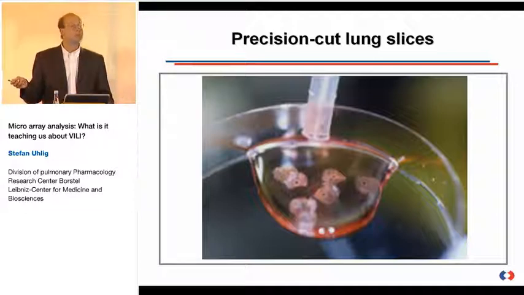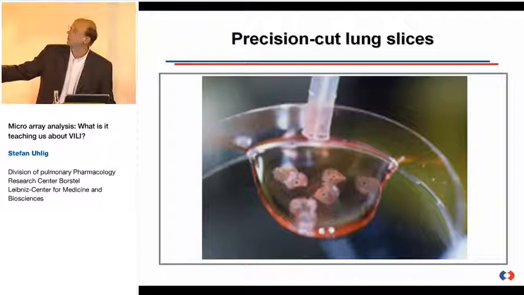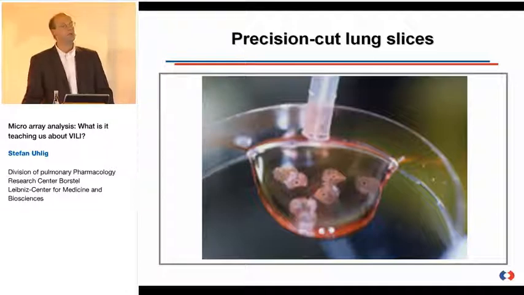We have a slightly different slice model. These are slices from adult lungs, and you see here those slices. This is a petri dish to give you an idea of the size. Here you can see an airway in the middle. And the advantage of this model is that we really can prepare those slices. We call them precision-cut lung slices because they're almost precisely 220 micrometers thin or thick, as you like.